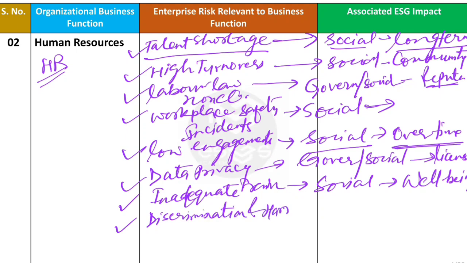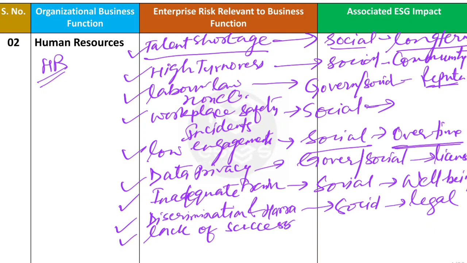Then the next risk is related to discrimination and harassment. This happens because of workplace issues harming the culture and can lead to legal actions. And for the ESG impact under the social pillar, we can consider here that discrimination can impact inclusion and diversity, also damaging workplace culture and potentially leading to reputational and legal consequences.